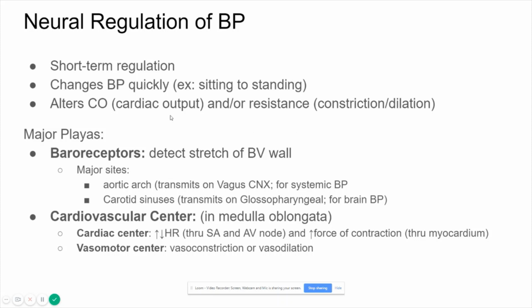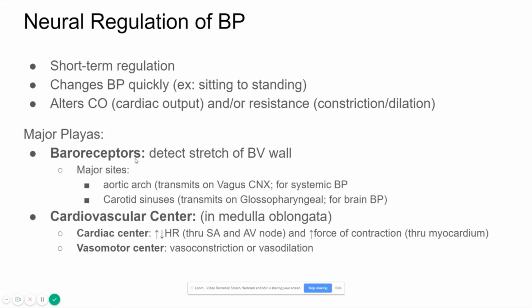Major players in this system of the neuroregulation of blood pressure are baroreceptors. These are the receptors, as the name says, that work by detecting stretch of the blood vessel wall. As you might imagine, if the blood vessel wall is stretched out more, that means blood pressure is up. If the vessel walls are less stretched out, that means the blood pressure is down.